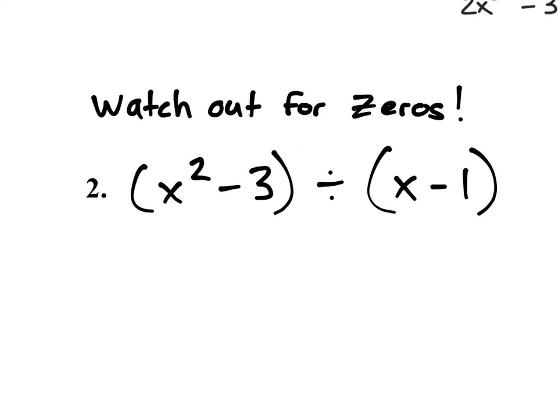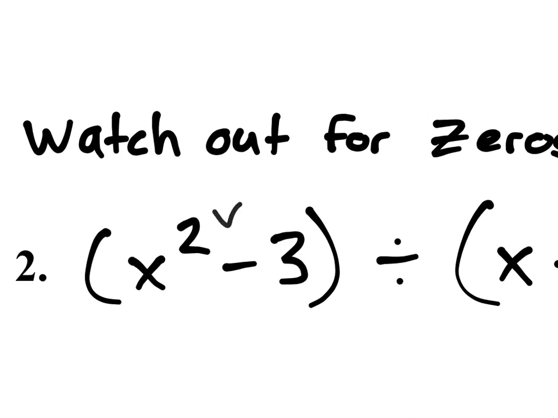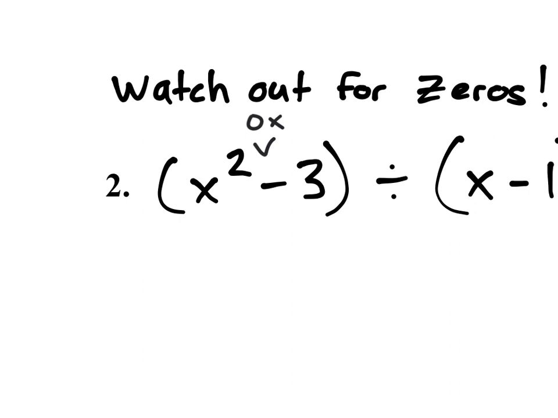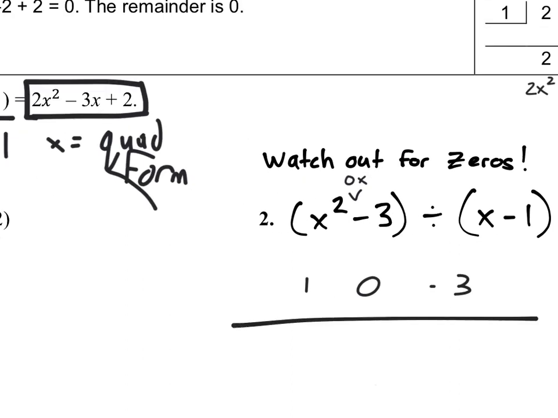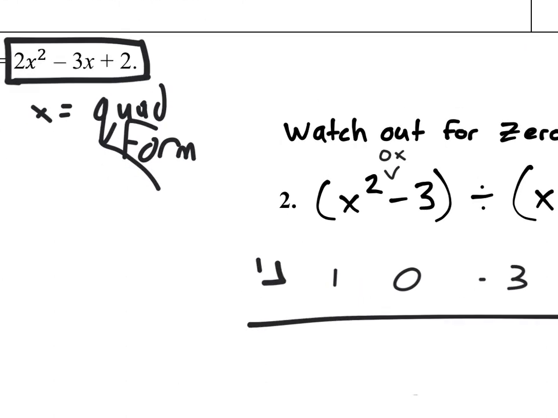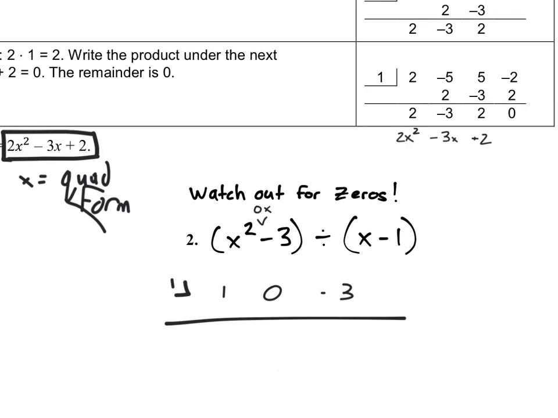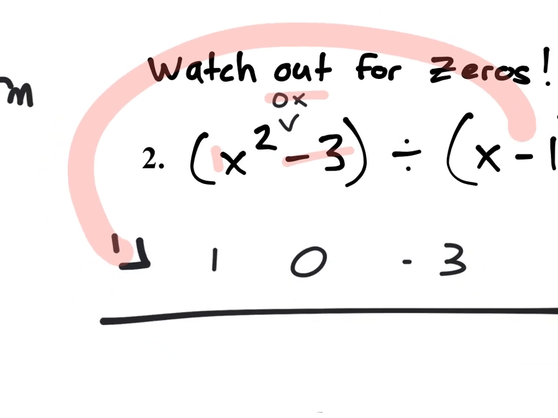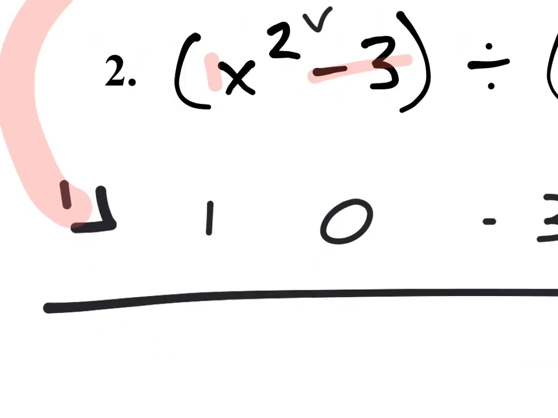I made a special note on this one to look out for zeros. This one has 0 regular x's. You will need to leave a spot for it in your synthetic division. So I take the solution to my piece. Coefficients are 1x squared, 0x, -3. And we do the synthetic division process.